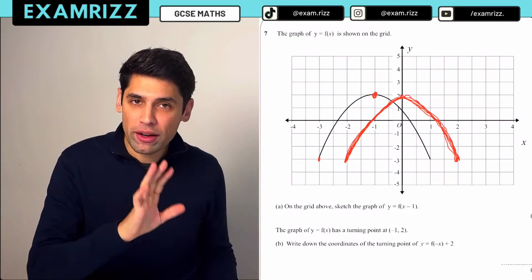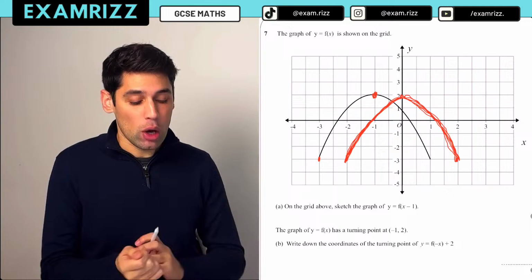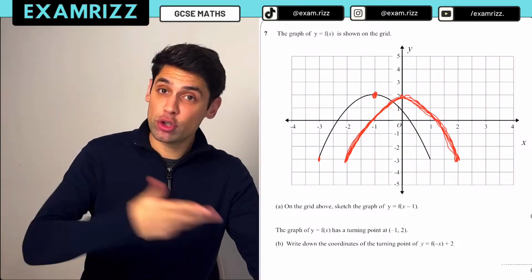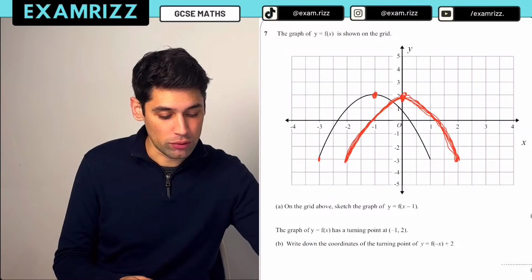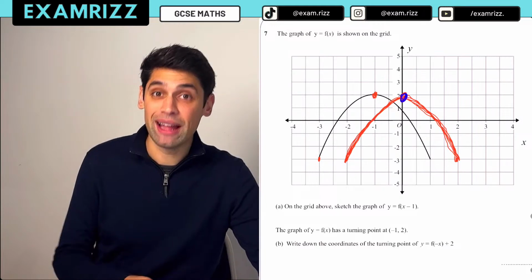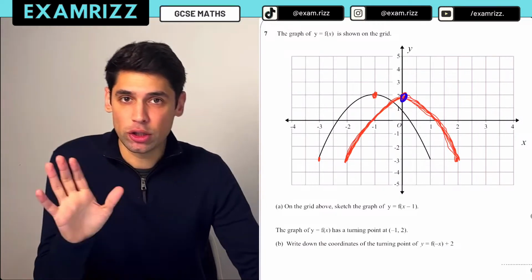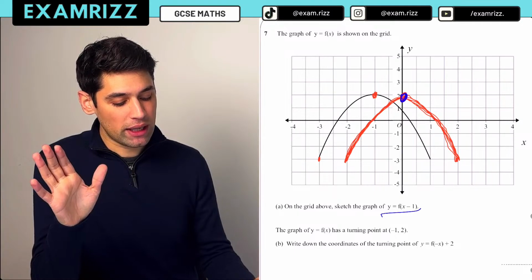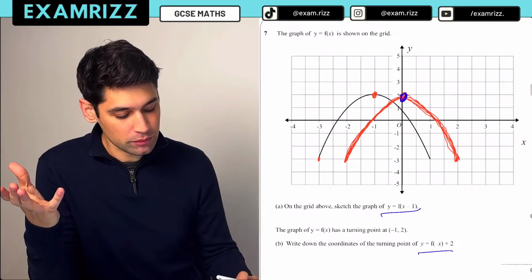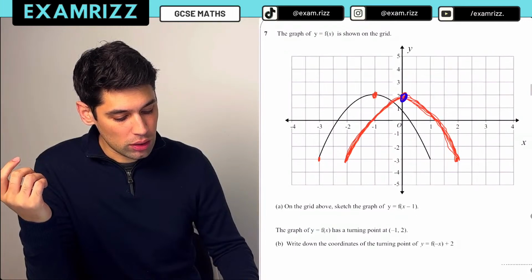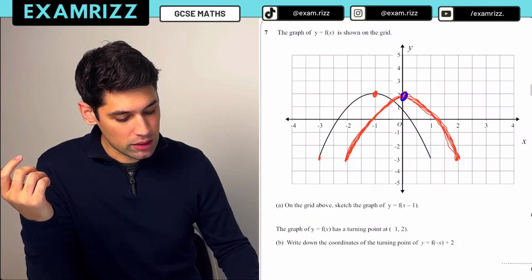So quite a few people may fall for the trick and say, well, we've just transformed it, so it's going to be this turning point here. That's where they're trying to trick you. You have to spot that this equation is different from this one. So we need to do a brand new transformation. So let's go ahead and do that.